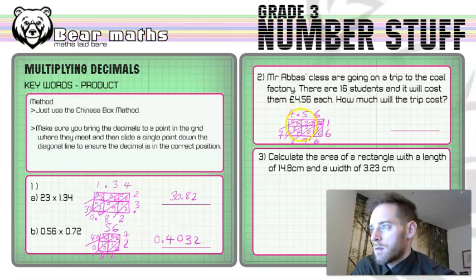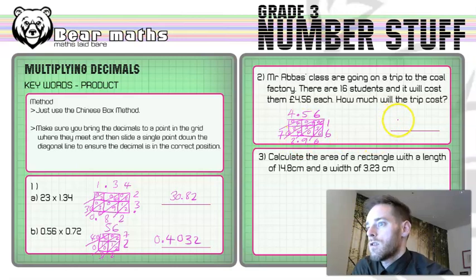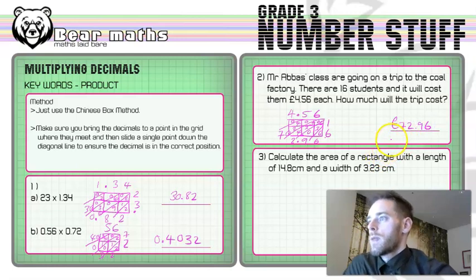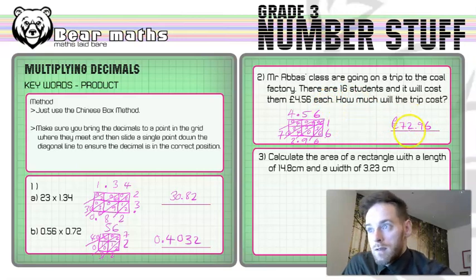So the decimal is going to pop in between here because it slides in from the end of 16 there into here, joins at this point, slides down this diagonal. So £72 and 96 pence is what the trip is going to cost in total, which is a reasonable answer, isn't it? It's not a huge amount of students, and it doesn't cost a huge amount of money to go to the coal factory for each student. So it's a sensible answer.